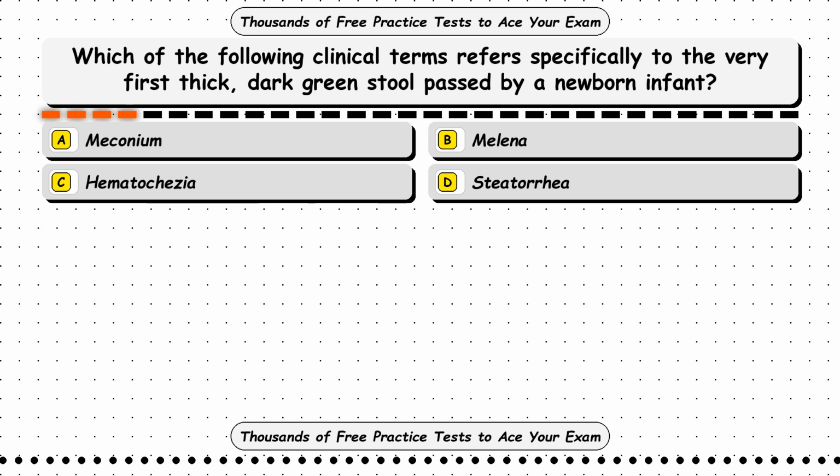Question 81. Which of the following clinical terms refers specifically to the very first thick, dark green stool passed by a newborn infant? Option A, meconium. Option B, melena. Option C, hematochezia. Option D, steatorrhea.